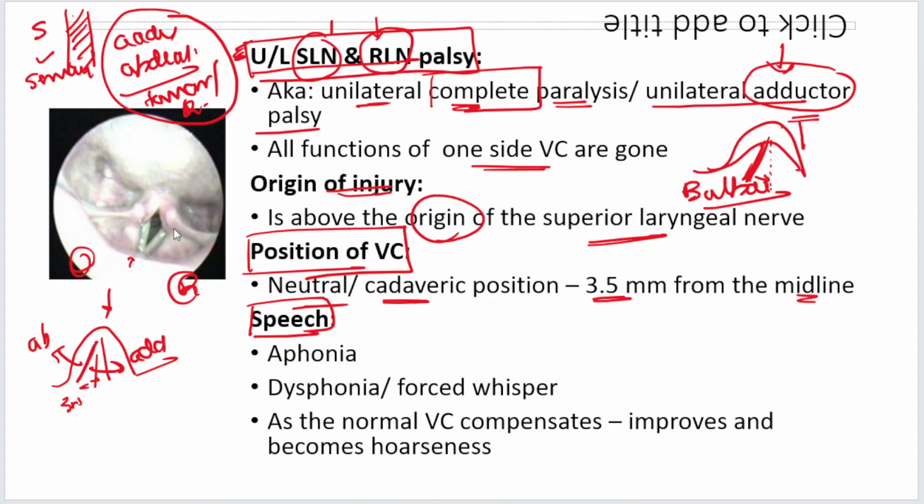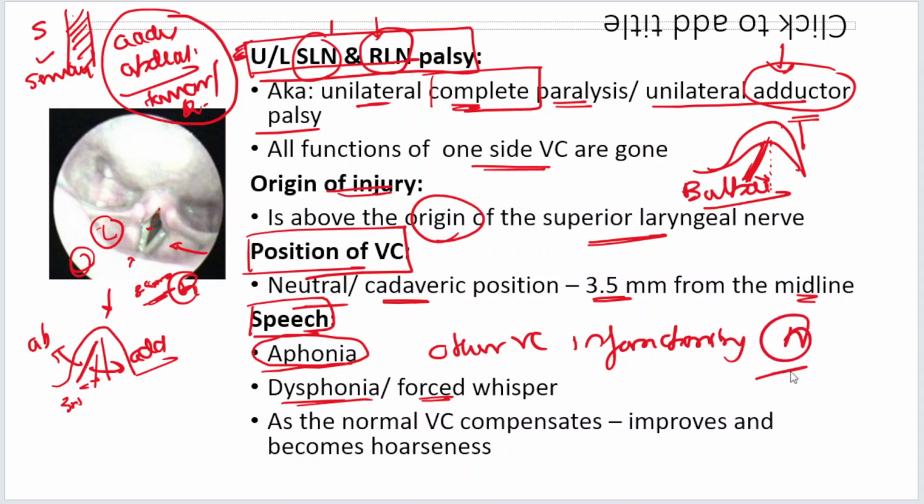Now what happens? The left vocal cord is not moving at all. The right vocal cord tries to move. It can come only to the midline. But even if it comes to the midline, 3.5 millimeters is quite a big gap. So the patient is going to have aphonia initially. The patient cannot speak, or he may have dysphonia or a forced whisper kind of voice, because the other vocal cord is functioning normally.